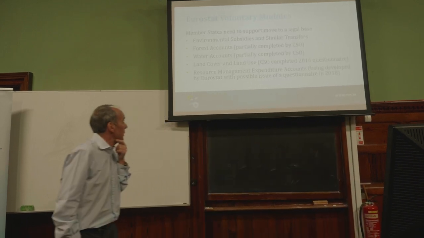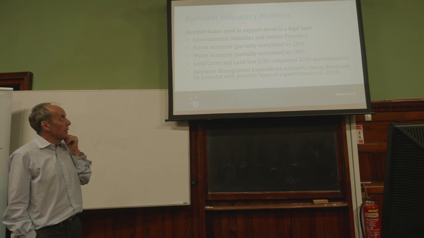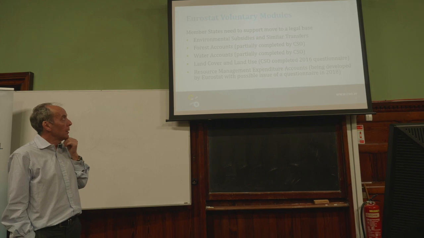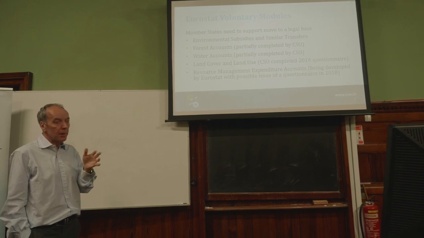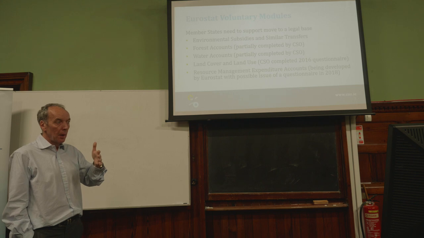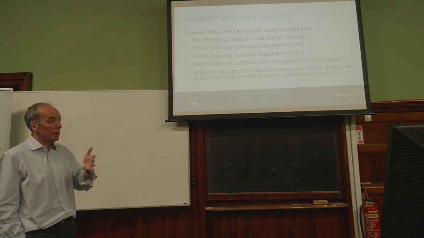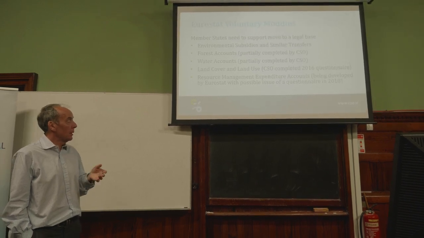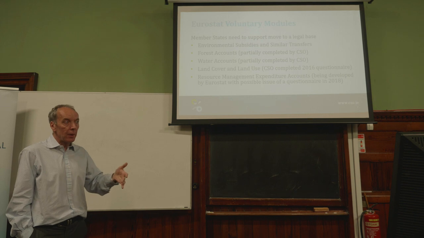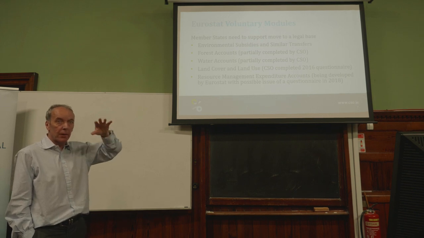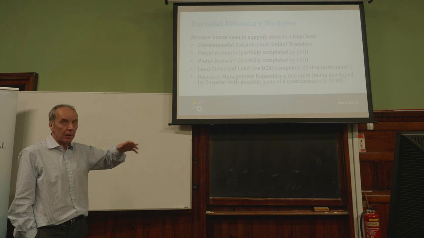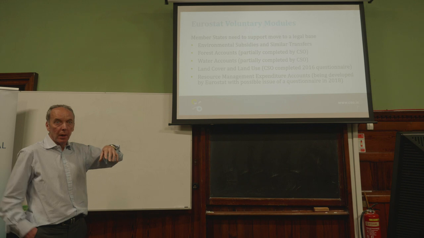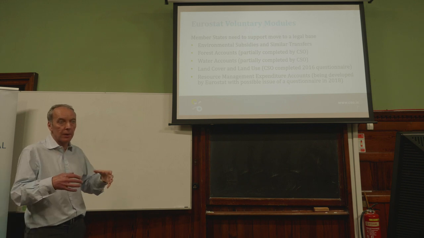On the voluntary modules, the subsidies and transfers, we publish that on an annual basis. The forest accounts, they comprise around seven different tables. So we've completed part of them, and other parts we've to do at some stage. The water, that's also six or seven tables, beginning with the amount of rainfall in the whole country. Met Éireann would help us there to extrapolate out from different rainfall stations to get the total rainfall that fell in Ireland.